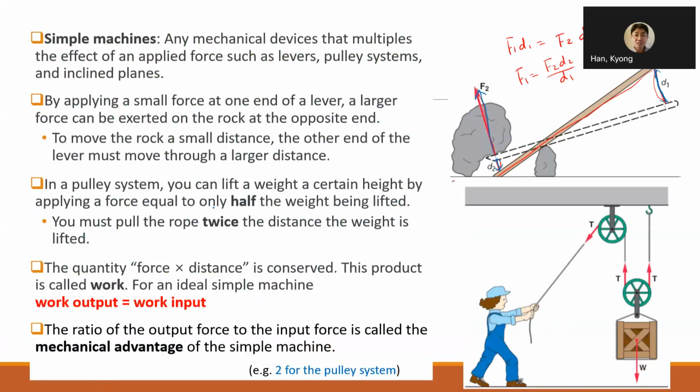In a pulley system, you can lift the weight a certain height by applying a force equal to only half the weight being lifted. Maybe think that this is heavy, about maybe 300 pounds.